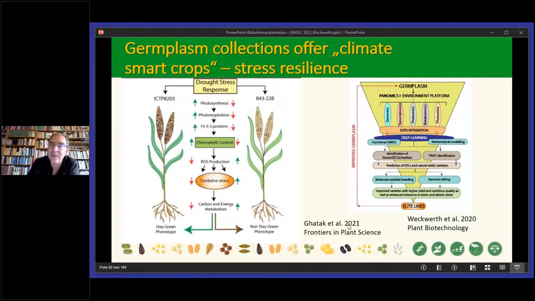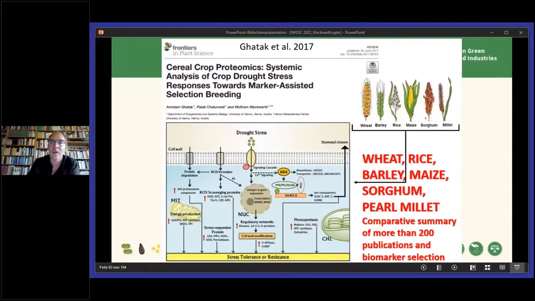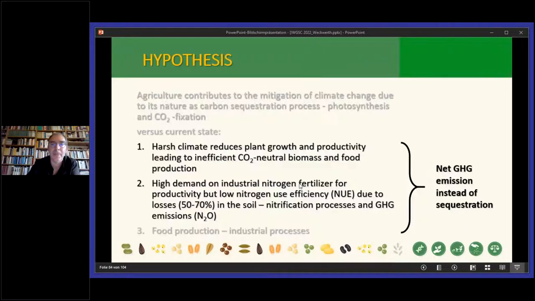And we can feed all this, of course, into a workflow where we develop new elite lines, where we can look in detail at the mechanisms of this stay-green phenotype. These are data which are not predictable from the genome, as I said in the beginning. We also assembled all proteome markers under drought stress in important staple food crops like wheat, rice, barley, and maize, and developed a regulatory model on this if you're interested.